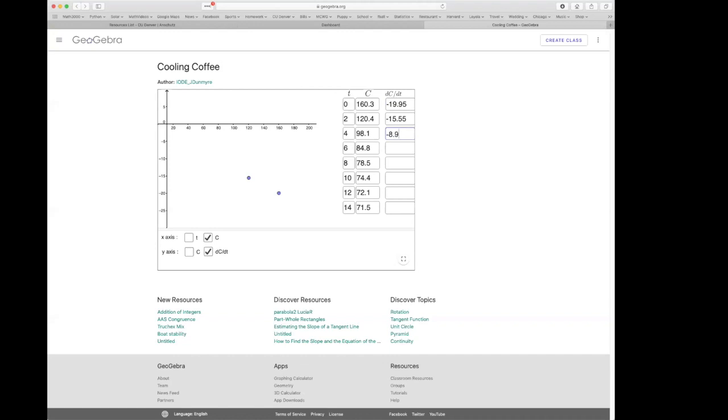And what's going on in the graph is, if the temperature was 98.1 degrees, this dot is saying that at a temperature of 98.1, the rate of change of the coffee is about -9 degrees Fahrenheit per minute. The goal here is to take a look at this data and come up with a model for how the rate of change dC/dt depends on the temperature of the coffee C.